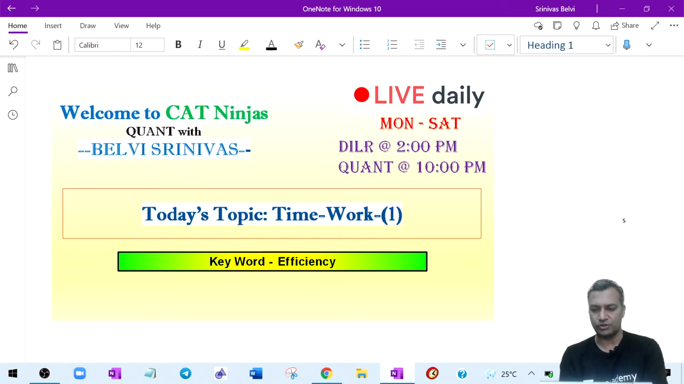So I'm starting off today with one of the key concepts from time and work, of course, the importance of efficiency. As we all know, we start from the basics, then we'll capitalize and build on it and see some CAT level questions. I will do this in about 3 parts or so. There are 3 to 4 important things to be discussed, of which I'll be discussing one of the very important things today, that is the importance of efficiency perspective.